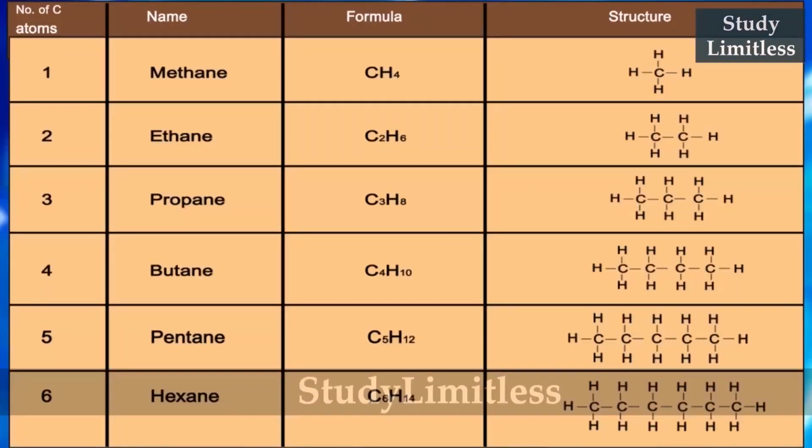So let's start off with methane. Methane is where you have only one carbon atom. Ethane is where you have 2 carbon atoms. Propane is where you have 3 carbon atoms. Butane is where you have 4 carbon atoms. Pentane with 5 carbon atoms, and hexane with 6.